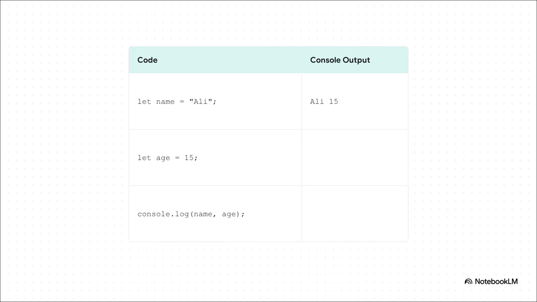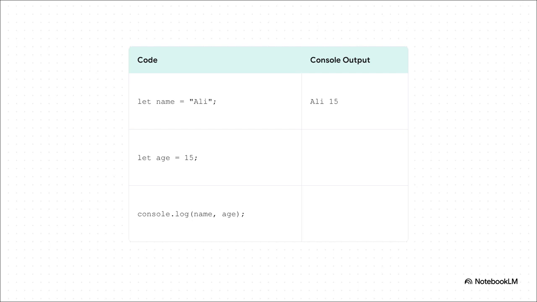Okay, let's actually make a couple of these boxes. First, we'll type let name = "Ali". And just like that, we've got a box called name that's holding the word Ali. Easy enough, right? Next up, let age = 15. Another box, this one called age, holding the number 15.